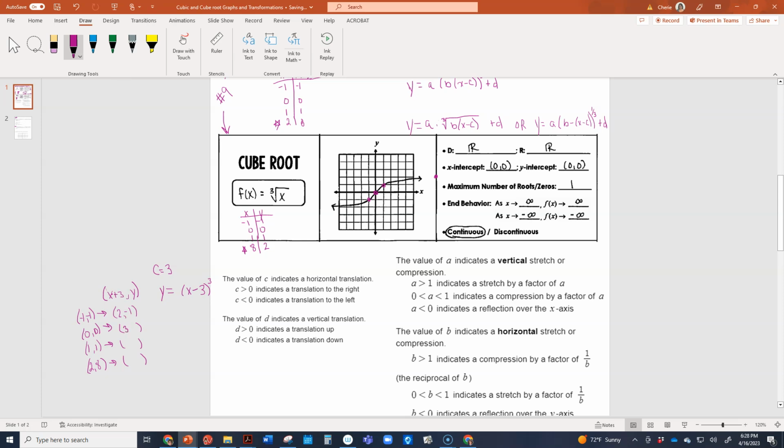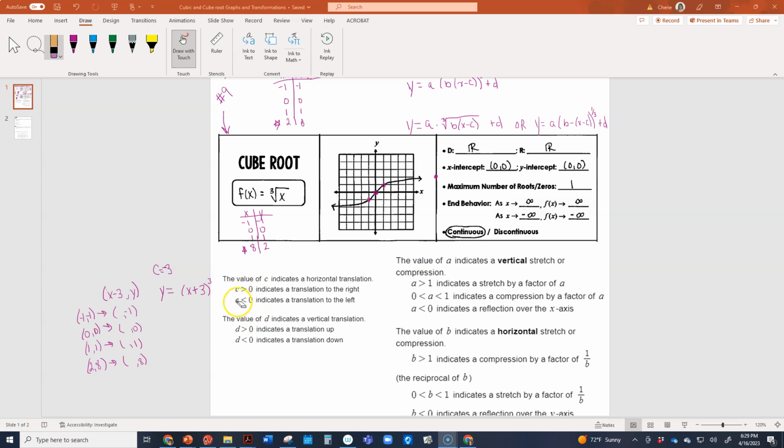0 plus 3 is 3. My y value stays the same. 1 plus 3 is 4. My y value stays the same. My x value is 2. 2 plus 3 is 5, but my y value stays the same. That is an example of a positive c value.